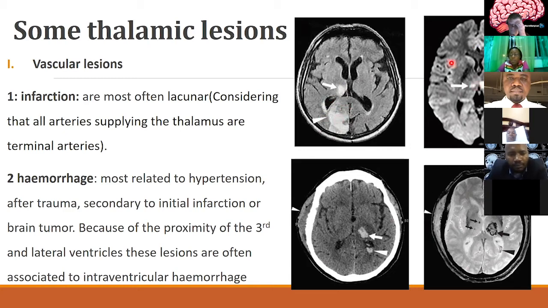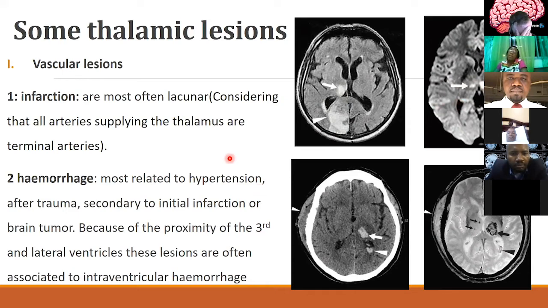On this second image, an axial diffusion weighted image, we see the infarct of the artery of Percheron. As we said earlier, an occlusion of the artery of Percheron will lead to an infarct of both paramedian parts of the thalamus. So this is the infarct in white.